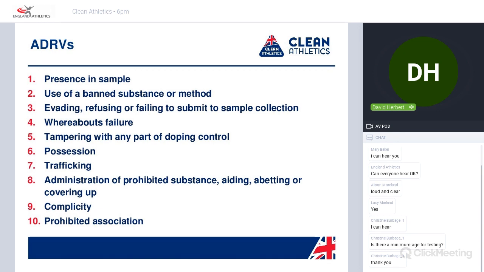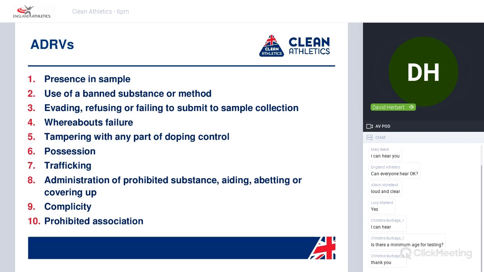Just moving quickly now to anti-doping rule violations. There are 10 of them, and I'll just very quickly go through them. So presence is where a sample is provided and there's a prohibited substance found in that sample through analysis. That's the one that most people think about. Use of a banned substance or method. So if the authorities have evidence that an athlete's used a banned substance or method, even if they haven't provided a sample containing it, and that evidence is sufficient to bring disciplinary action, then that can be done.